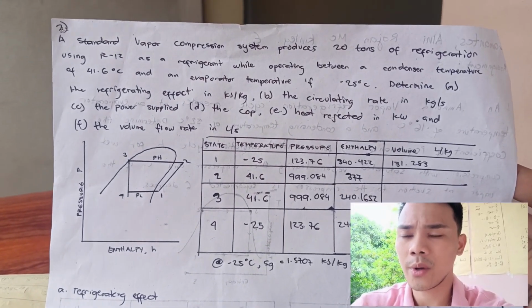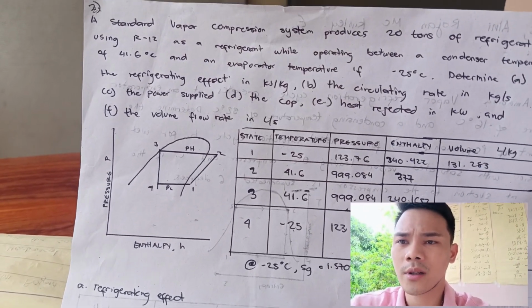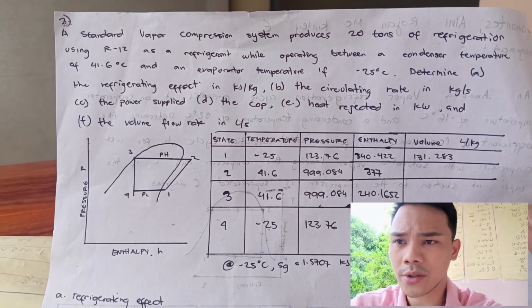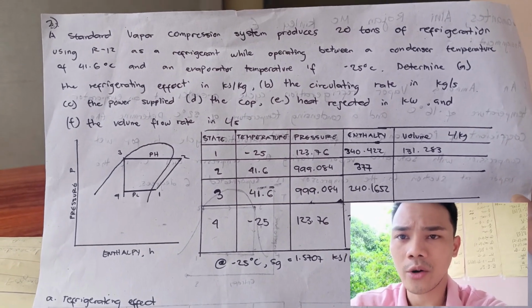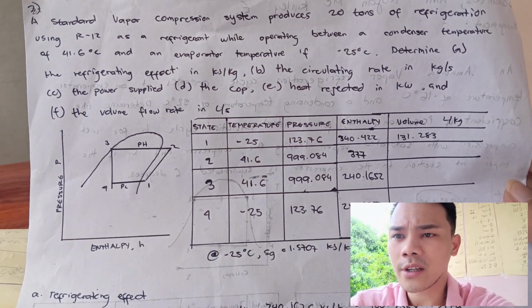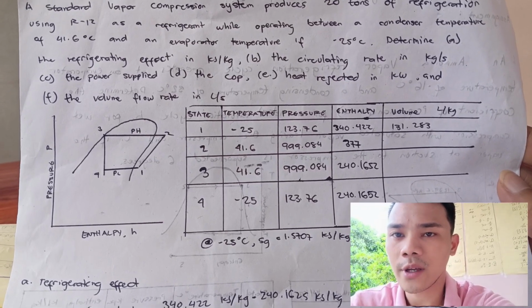So hi everyone, we'll proceed now to sample problem number 2. A standard vapor compression system produces 20 tons of refrigeration using R12 as a refrigerant while operating between a condenser temperature of 41.6 degrees Celsius and an evaporator temperature of negative 25 degrees Celsius.